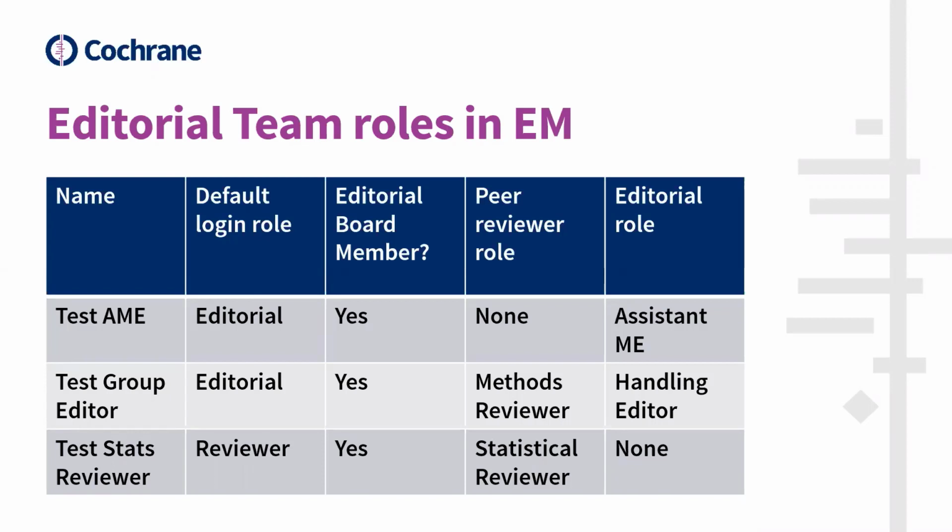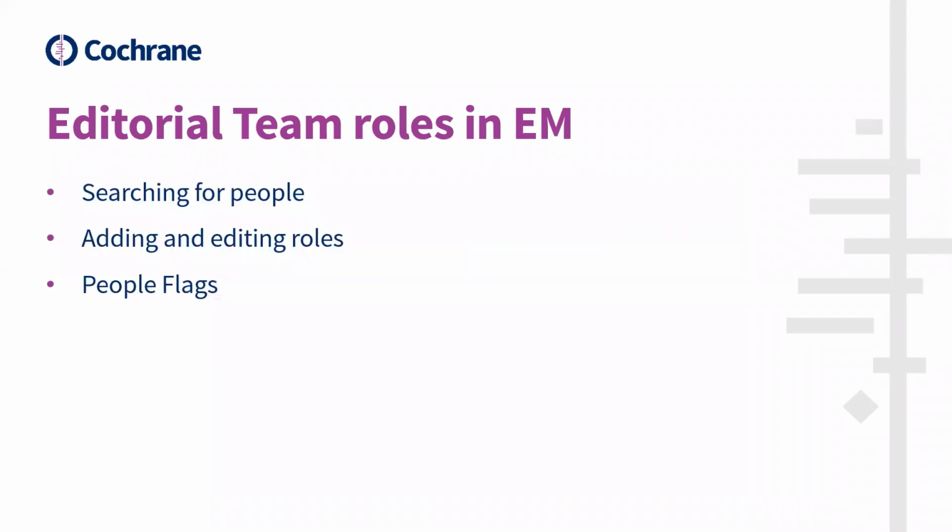Then the process of adjusting roles for people goes through 3 steps, really. First of all, you have to search for the person, you add and edit their roles, and then you can add people flags to their record. So we're just going to be looking at that in a minute.